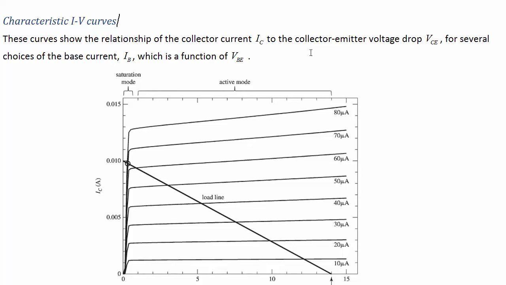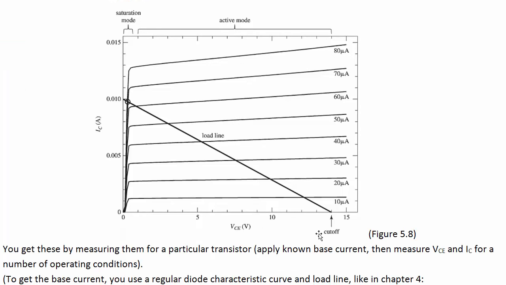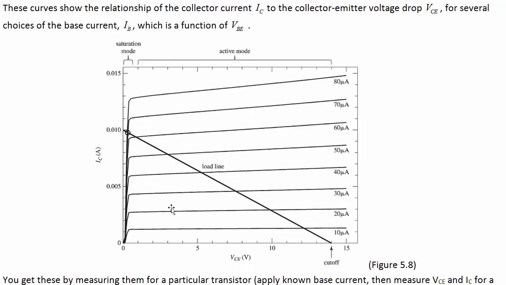Characteristic IV curves. Now let's look at how transistors actually are operating. Even the Ebers-Moll model is an approximation. So we said that as we increase the collector emitter voltage, as long as we're in the active region, the collector current doesn't change. So these curves are horizontal, the curves along the back here. Ignore the load line for now. But they're not quite horizontal, right?